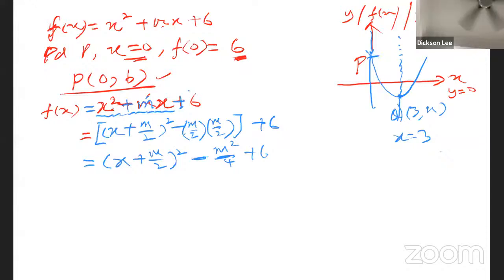Sorry, our friend put... Have you given the form of the equation? No. Oh yeah.